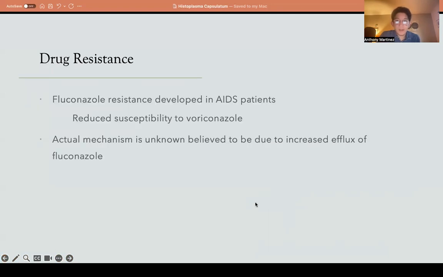And yeah, so that was Histoplasma capsulatum. It's a pretty interesting organism. Yeah, I hope that you guys learned at least a little bit.